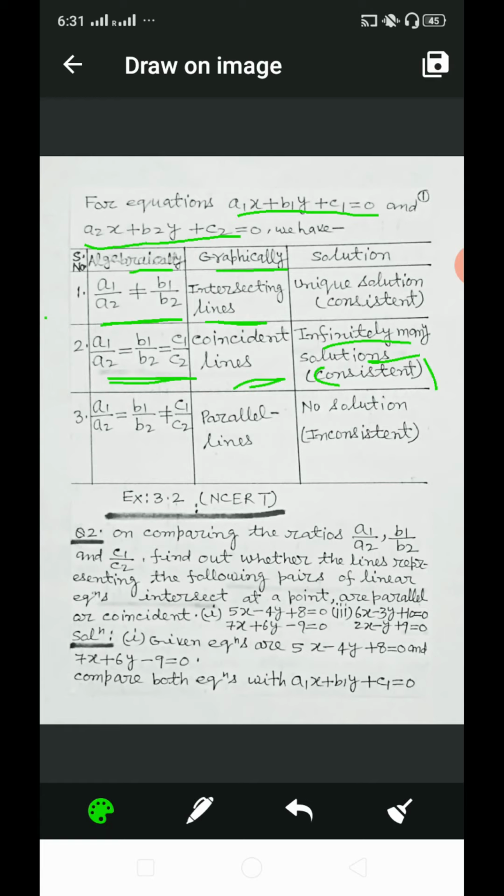And if a1 by a2 equal to b1 by b2 not equal to c1 by c2, in that case there is no solution, meaning inconsistent, and graphically the lines are parallel to each other.